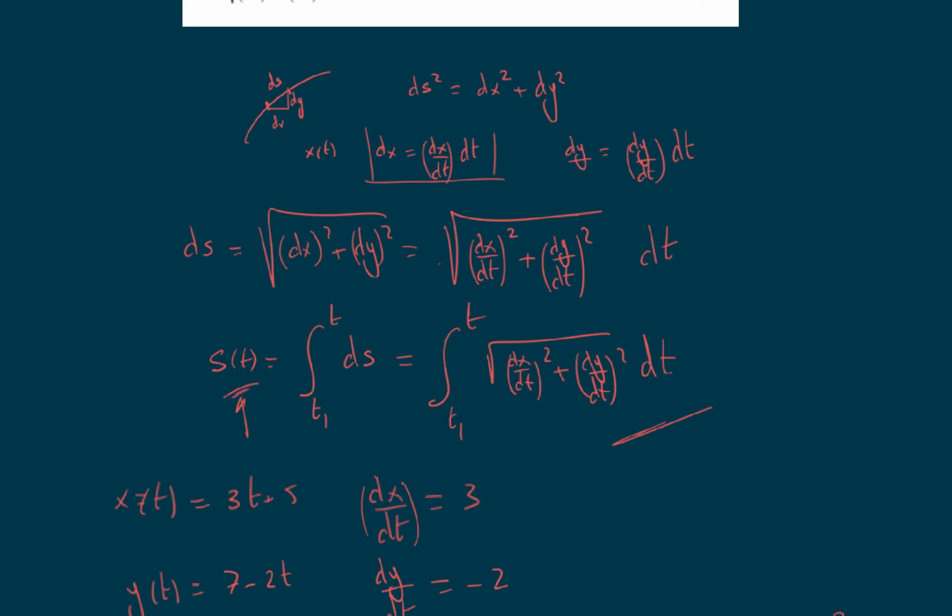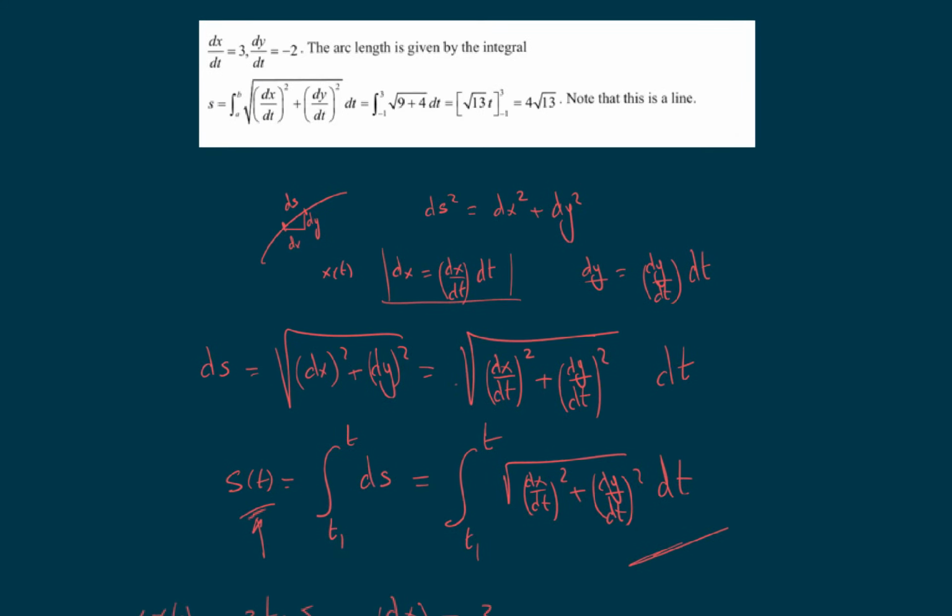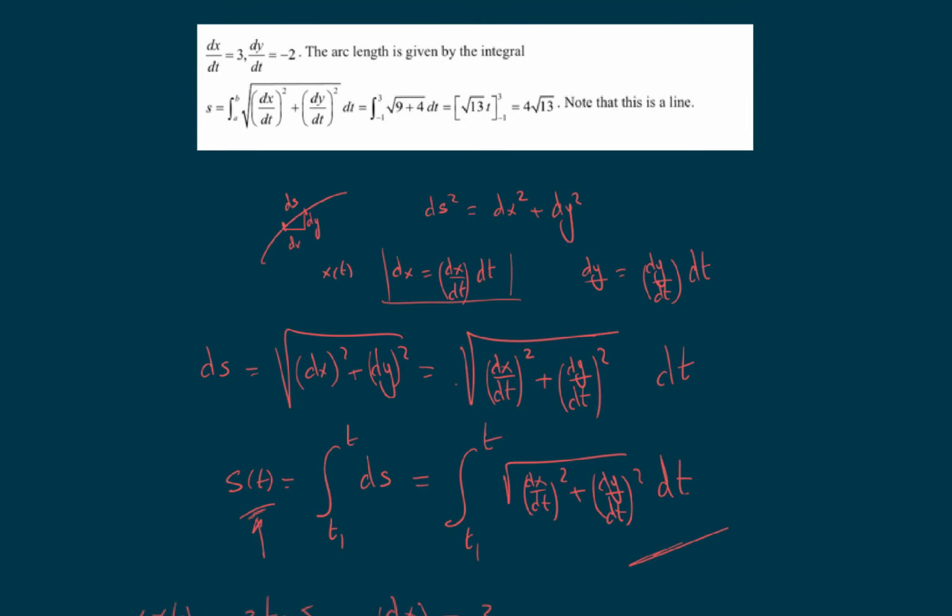You are done. You always use this equation to solve this kind of problem. The s of t is the integral of the square root of the derivative of x with respect to t squared plus the derivative of y with respect to t squared, dt. You plug in numbers and you obtain a number that represents the arc length between t1 and t2, between minus 1 and 3. Okay, let's go to the next problem.